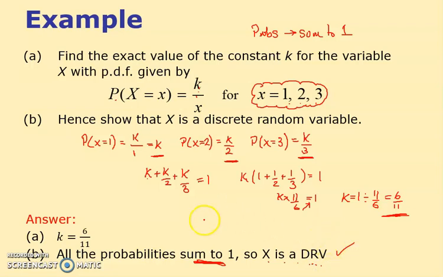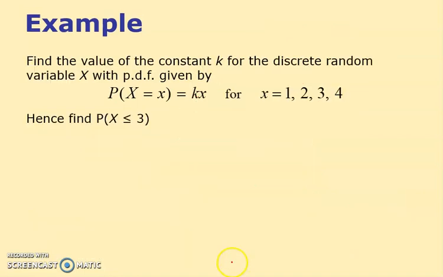You could show that, I suppose, by saying the probabilities are k, which was 6 elevenths, plus k divided by 2, well that's 3 elevenths, plus 6 elevenths divided by 3, which is 2 elevenths. So it might be better to show it like that, and they definitely equal 11 elevenths, which is 1.